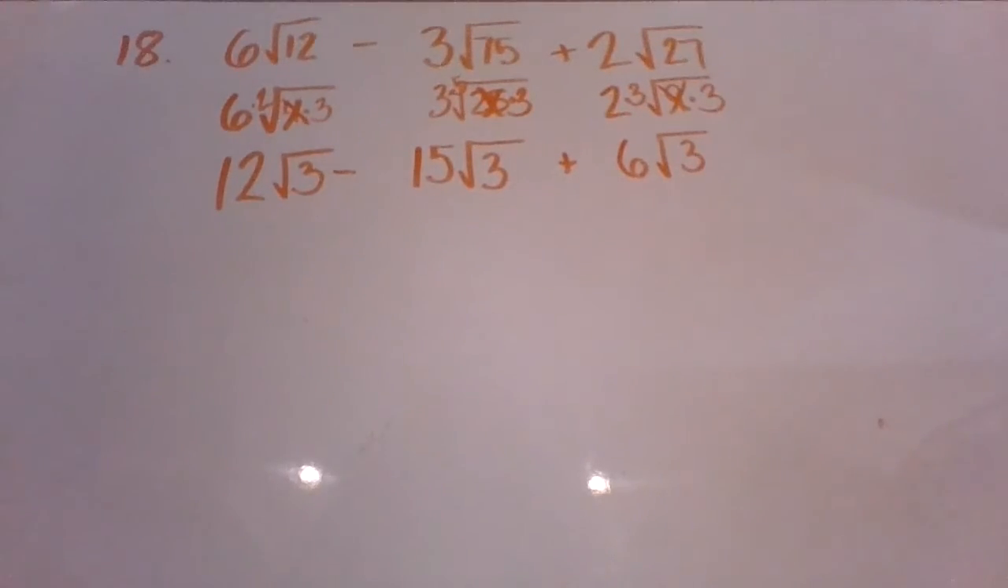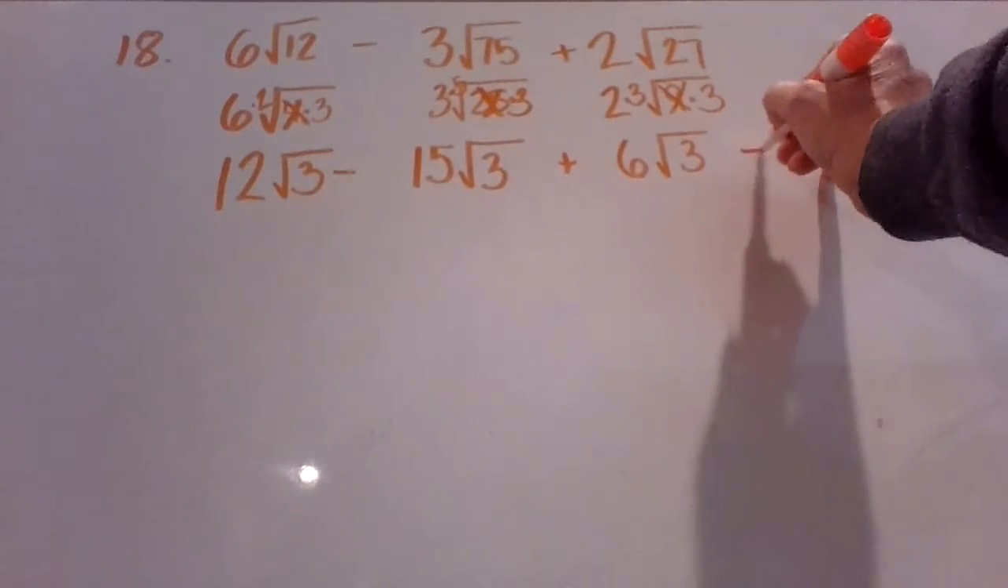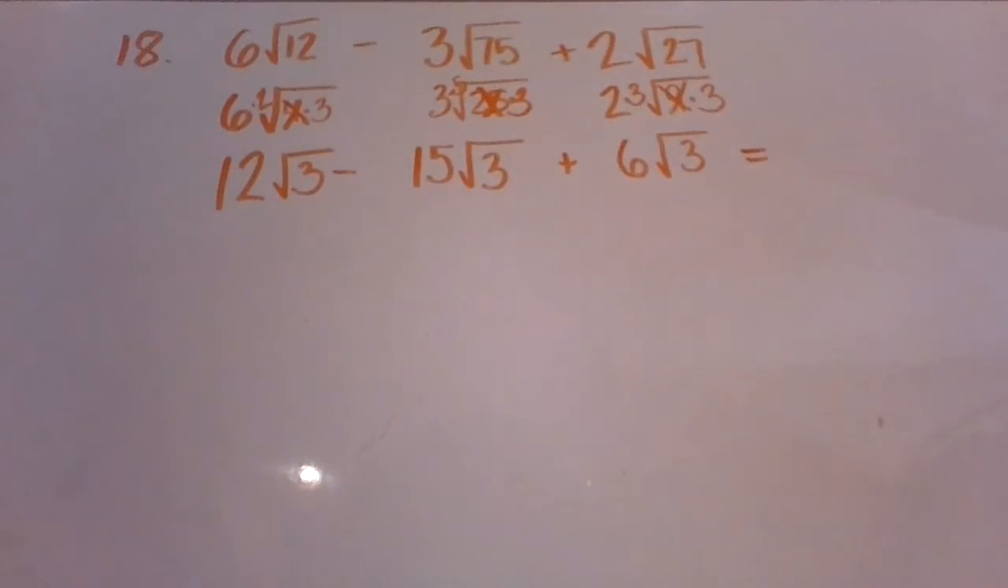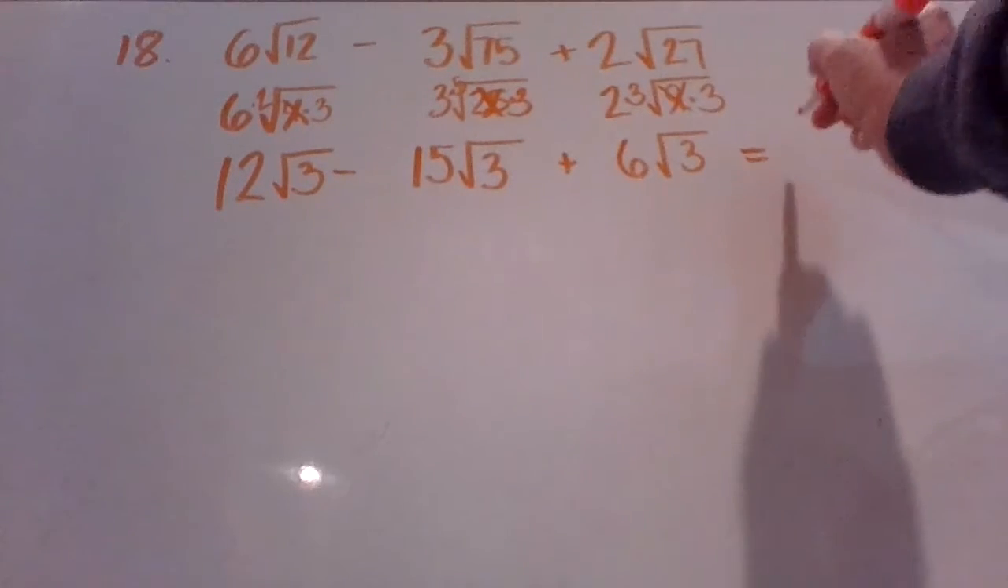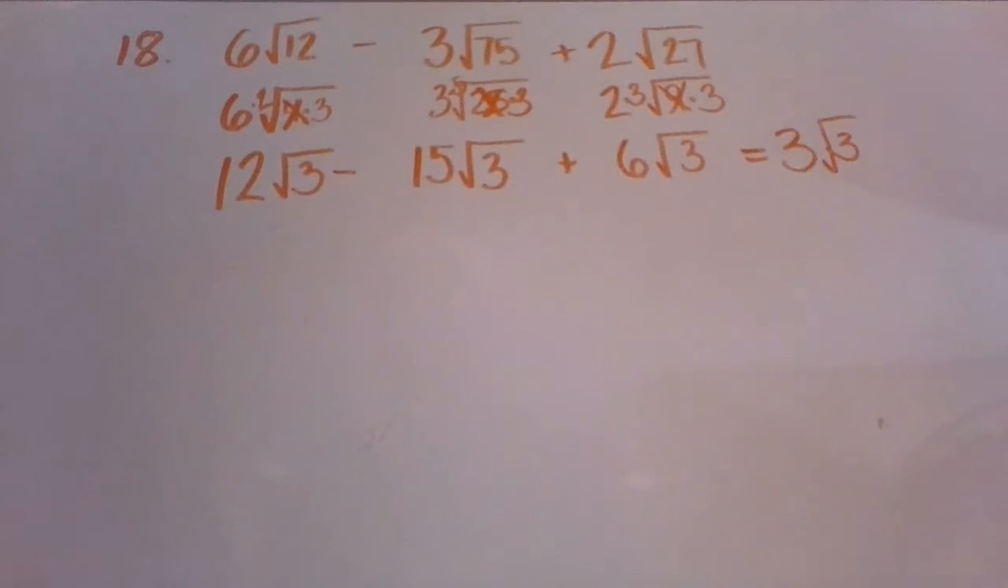Now it's addition, subtraction. Square root of 3, square root of 3, square root of 3. I get to add these all together, and I get 12 minus 15 plus 6 is 3, and the square root of 3 would go right there by it.